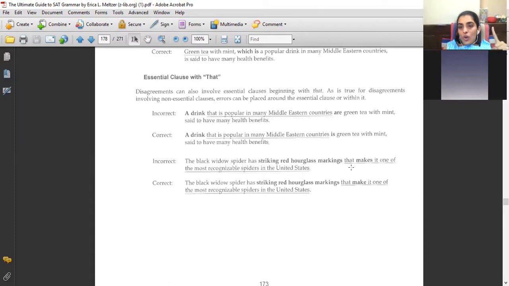So you ask the question, what makes it? You'll get the answer, which is the subject. So the red hourglass markings. Is marking singular, plural? It is plural. Is this main or auxiliary? It is main. So this has to be singular, make it based on the table, right? Ask the question word, figure out the subject, see if the subject is singular or plural, see if the verb is main or auxiliary, and get the right answer.